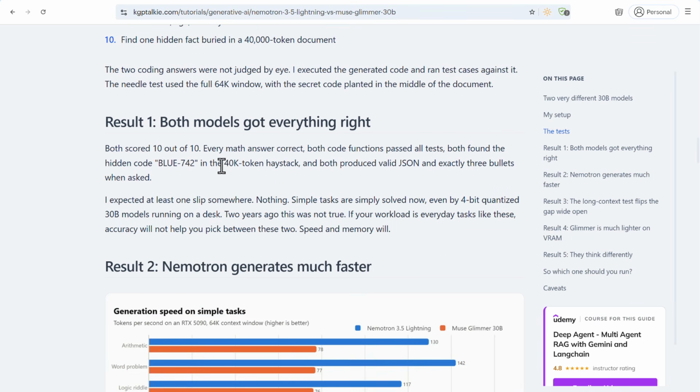So first I tested with the 40,000 token haystack problem statement. As you know, the code was blue 742. Although it was a very simple task, both models were able to find it. One more thing you will notice here: currently these models are able to solve this task, but 2 years back, even larger models were not able to solve this particular task. So you can see how smart AI models have become nowadays.